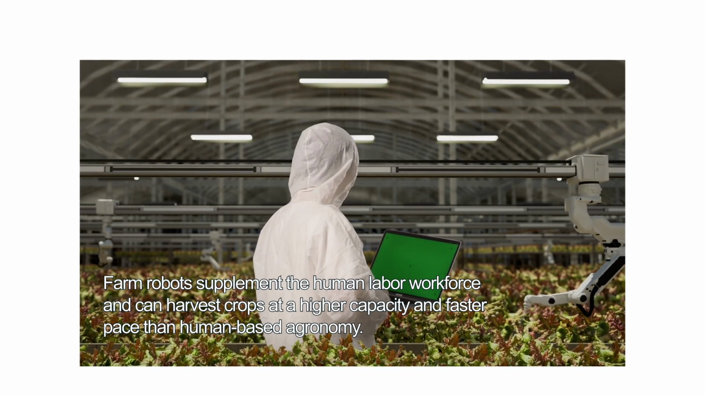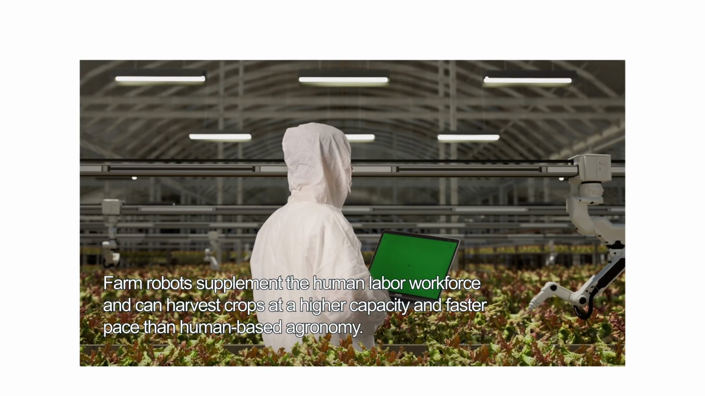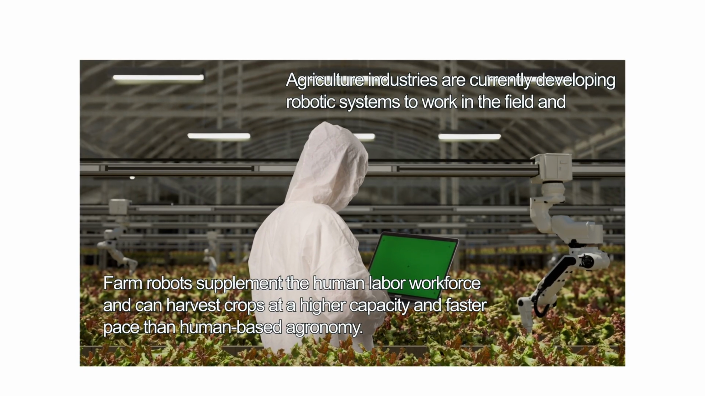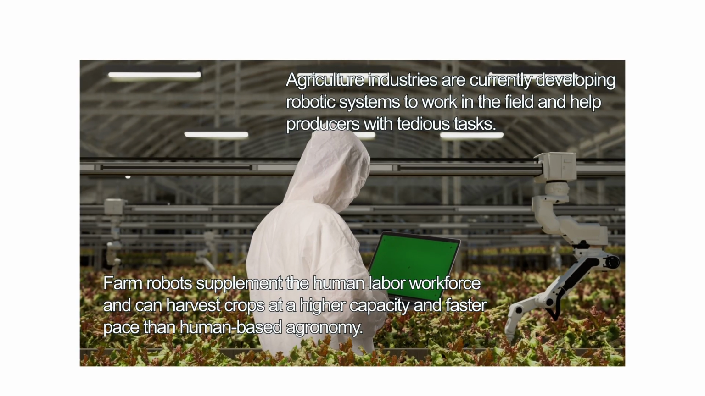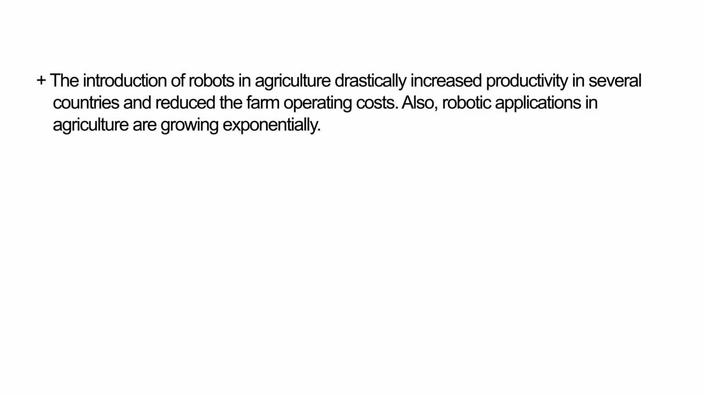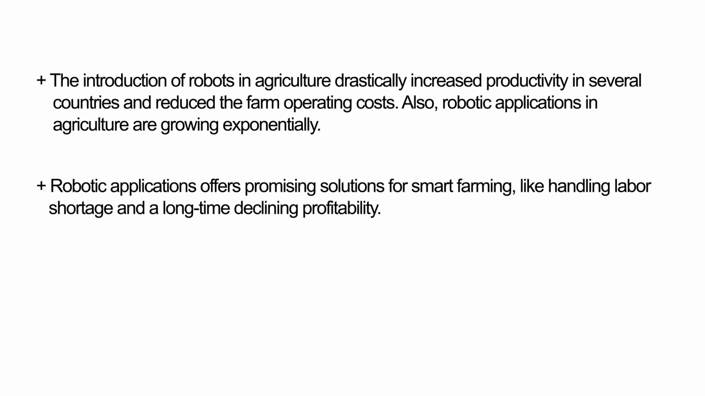Although there are numerous cases in which robots are not as compatible as humans, agriculture industries are currently developing robotic systems to work in the field and help producers with tedious tasks. The introduction of robots in agriculture drastically increased productivity in several countries and reduced the farm operating costs. Also, robotic applications in agriculture are growing exponentially. Robotic applications offer promising solutions for smart farming, like handling labor shortage and a long-time declining profitability.